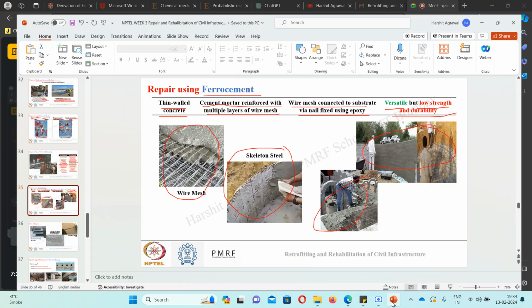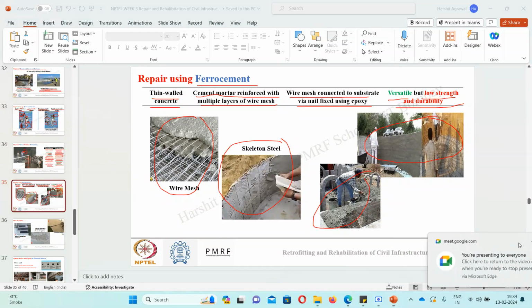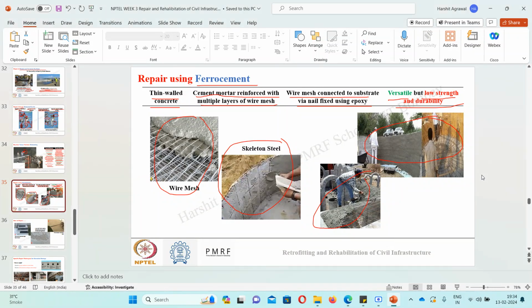Sir, what is that ferrocement concept? Ferrocement is nothing but thin walled concreting. Here what we do is apply a wire mesh and apply concreting over it and cover it. Sometimes you may be confused that it is strengthening the structure also, but it is not like that, because the wires or steel that we are using inside it are very thin. They are just acting like a cover, providing the cover to the spoiled surface again.